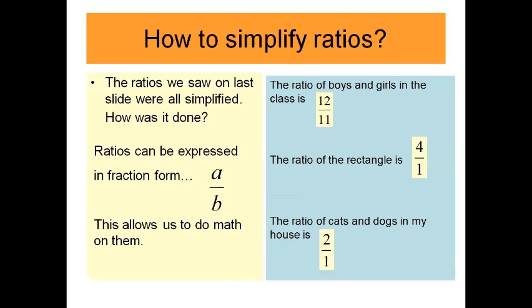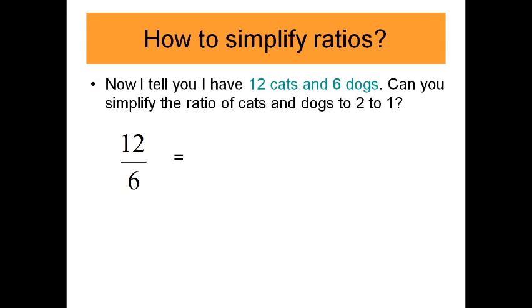The ratios we saw on the last slide were all simplified. The ratio of boys and girls is written as 12:11. The ratio of the rectangle is 4:1. And the ratio of cats and dogs in my house is 2:1. Now I tell you, I have 12 cats and 6 dogs. Can you simplify the ratio of the cats and dogs to 2:1?